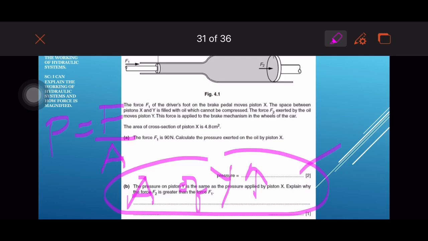And that's only 1 mark, so basically they're just testing your knowledge on pressure. What's the effect of a small area, force on a small area, force on a larger area, what will be the effect?